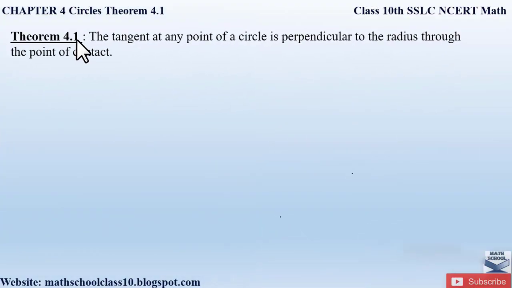Theorem 4.1 from chapter 4, circles. This is the first theorem in this chapter, and it is a very easy theorem, which states that the tangent at any point of a circle is perpendicular to the radius through the point of contact. So let us first understand the statement here. They are saying that there is a tangent and a circle. So let us first draw the figure and understand the statement.